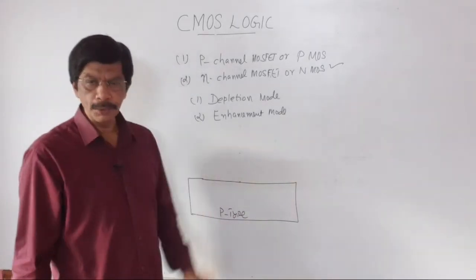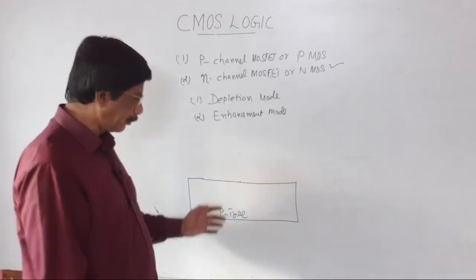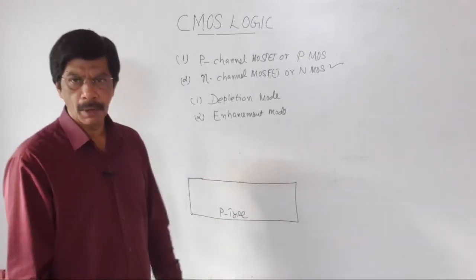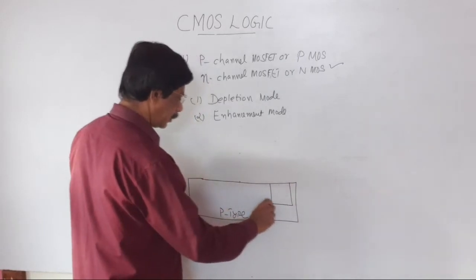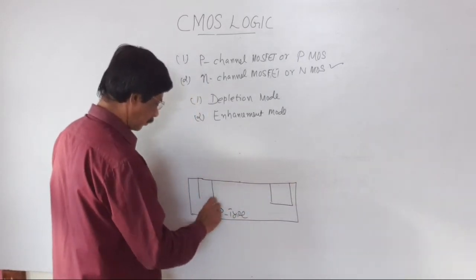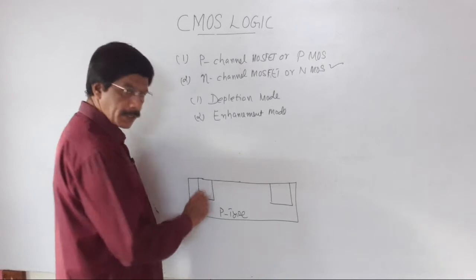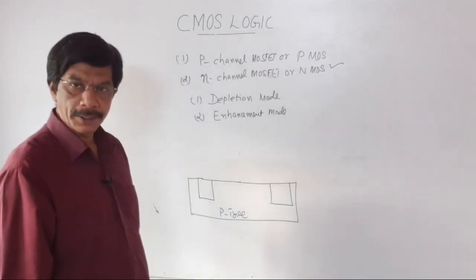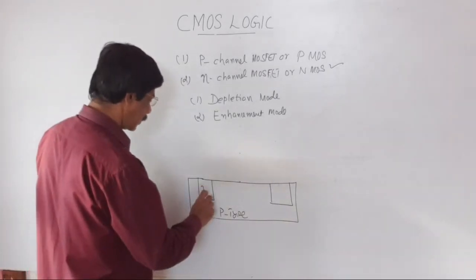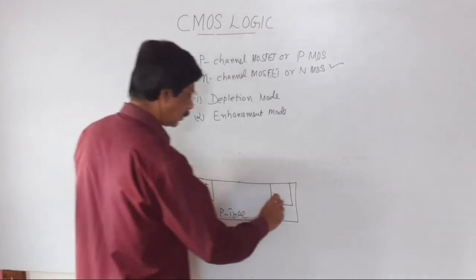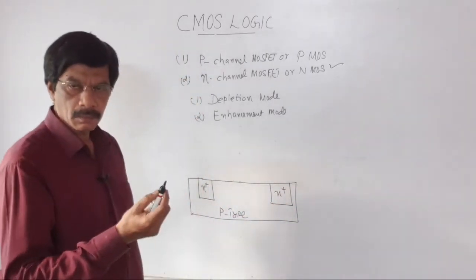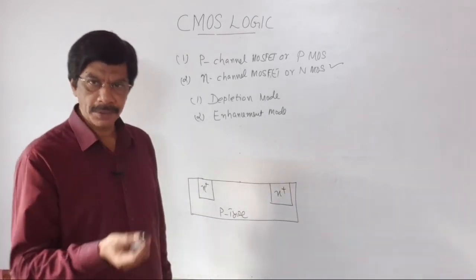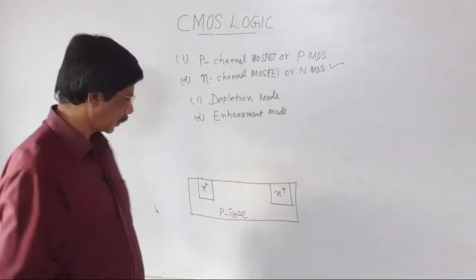Two heavily doped N-type materials are diffused inside this bar. This is one region, this is another region. These regions are heavily doped N-type materials. This is the N plus region, this is also N plus. N plus stands for more density. The impurity density is high.